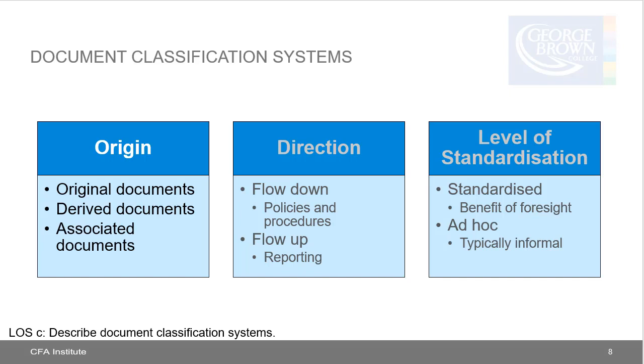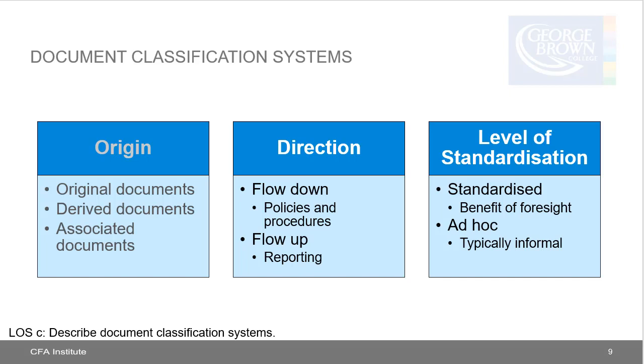When filling out the expense claim form, the employee may have to refer to the travel policy document to determine which expenses will be reimbursed. So it's very important to understand the difference between original documents, derived documents, and associated documents. On this slide, we're going to review the direction of documents and level of standardization.